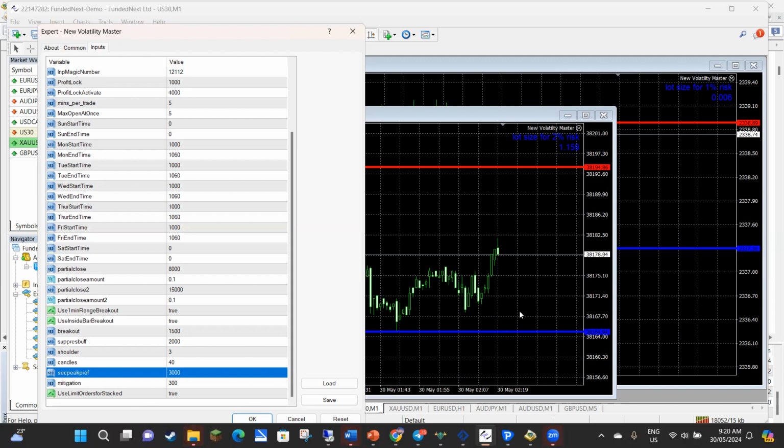So that'll give you a better entry point than if it placed it here, but it is at the risk of sometimes it doesn't retrace and mitigate. So the larger you make this number, the less chance there is of moving back and activating it. So sometimes you'll miss out on the trade, but when you get it, it's going to be in a much better position, a much preferable entry point.